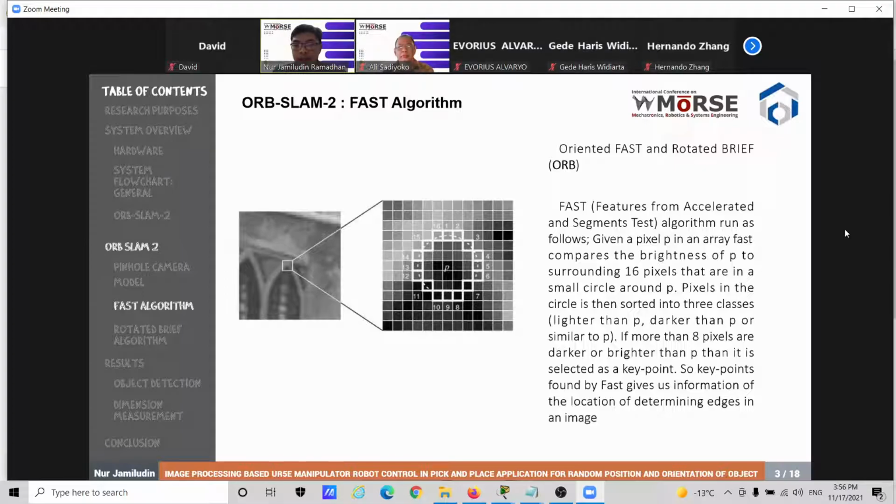Given a pixel P in an array, FAST compares the brightness of P to the surrounding 16 pixels that are in a small circle around P. Pixels in the circle are then sorted into three classes. And then the key point found by FAST gives us information on the location of the determining edge in an image.